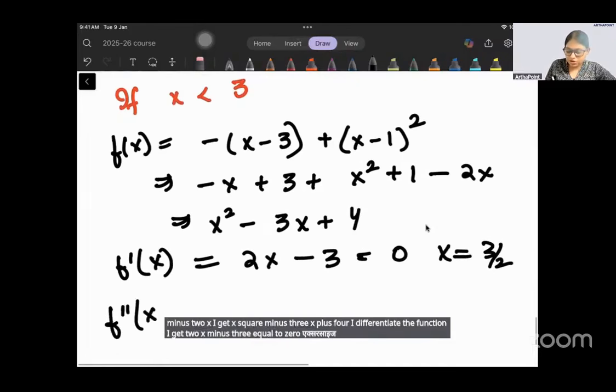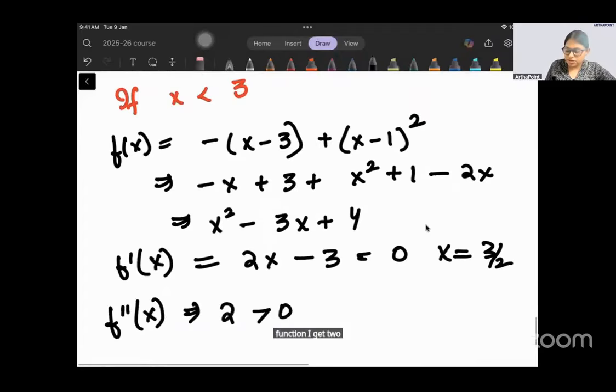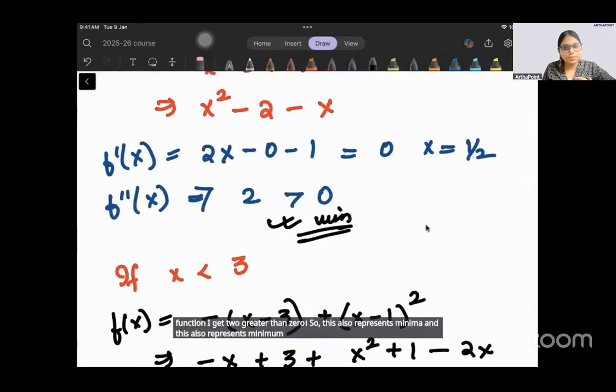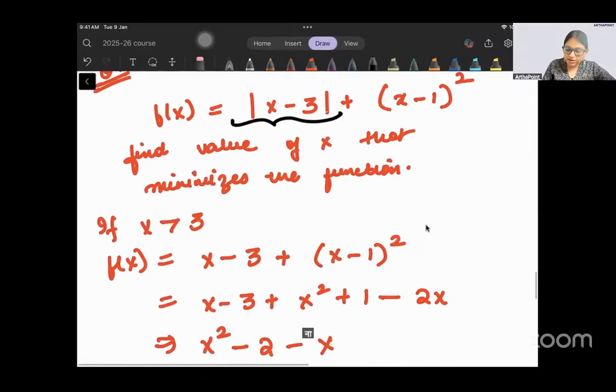I double differentiate the function. I get 2 greater than 0. So this also represents minima and this also represents minima. Now, look that here I had assumed that x should be greater than 3.